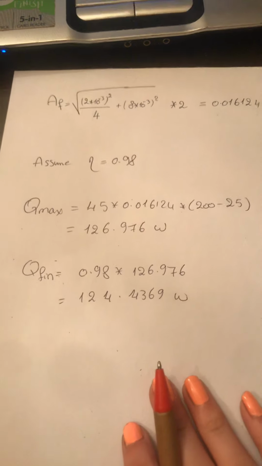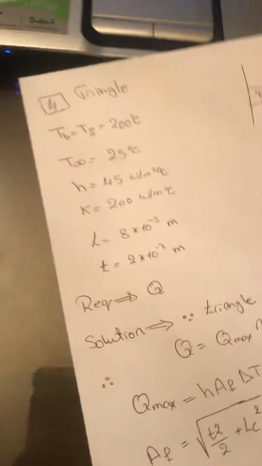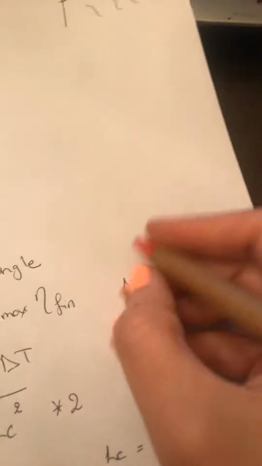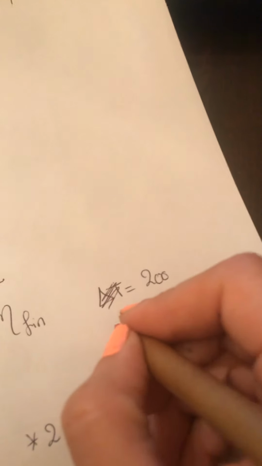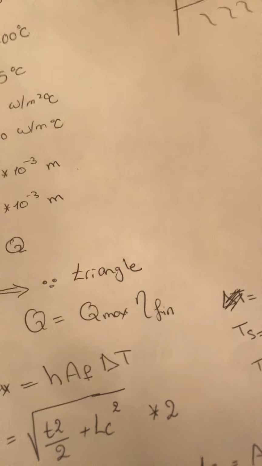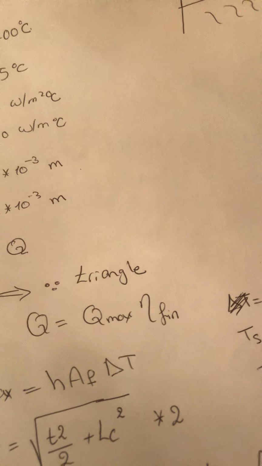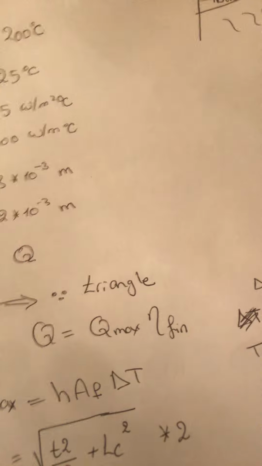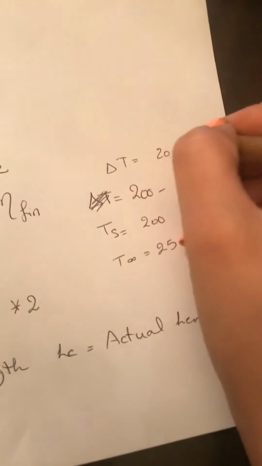If you have any equation, here it is not delta T. It's TS equal 200 and T infinity equal 25, I wrote it up by mistake. So delta T, if you want to calculate, will be 200 minus 25.